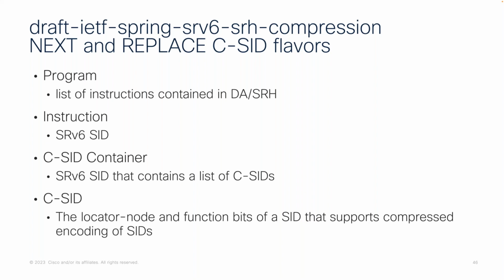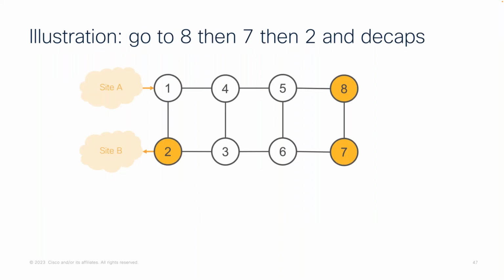We still have SRv6 instructions, which are the SIDs. We have an idea of a CSID container, which is just an SRv6 SID that contains a list of CSIDs. Okay, and CSIDs are, in fact, just the locator node and function bits of a SID. So if you remember all that block, it's all common stuff. And after the function, there's nothing there. So the CSID is just that kind of essence of the SID that we can then compress. And I'm going to show an example with next, just because it's easy for me to show in a destination address. And I'm going to give you a description of how replace works once we see how next works.